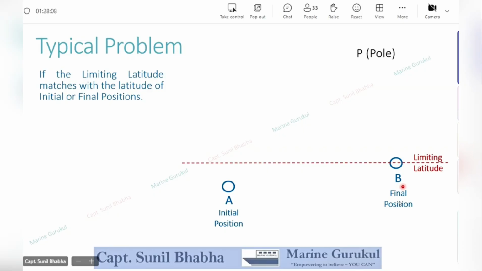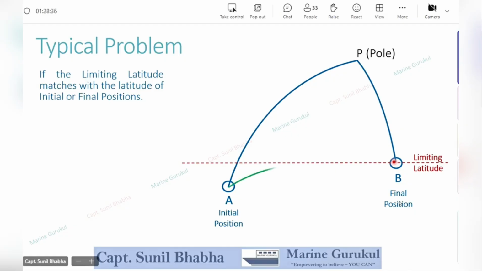Let us mark the pole. Let us assume that both these positions are in the northern hemisphere, and we can see the North Pole coming up here. Let us now mark the meridian of our initial position A. You see the PA, the meridian of position A, coming up. Let us mark the meridian of the destination position B. You can see PB as the meridian of the destination port Bravo.